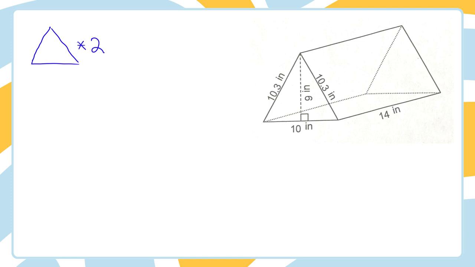What key feature do I need to look for? John Henry? I need to look for the right angle. Now, I've got my right angle, and it is right here. What 2 numbered sides are making up that right angle? Abigail? 10 and 9. So I would do base times height divided by 2, but I have to remember to do what to that area? Times 2. I've got to double it.